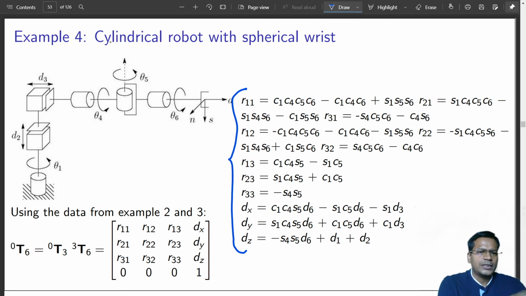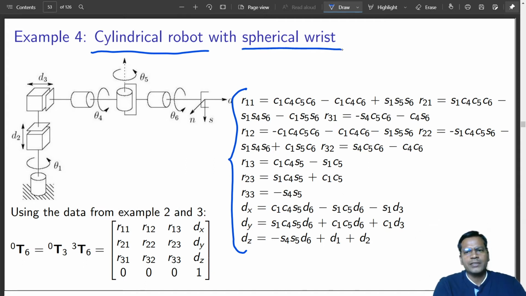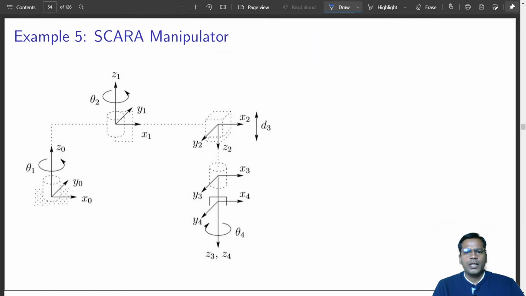So this is your 6 degrees of freedom cylindrical robot with a spherical wrist. It can position by the first 3 degrees of freedom, and the remaining 3 degrees of freedom do the orientation. That is how it works. So this example basically explains the philosophy of any 6 degrees of freedom robot, and these are the mathematical computations involved when we do any forward kinematics.